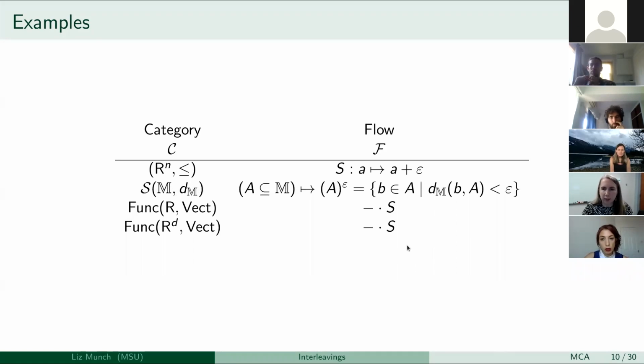The other one that tends to show up a lot in the kinds of things that I think about are functors from R to Vect or from R^n to Vect. Again, if you do anything with topological data analysis, we like to study things like persistence modules, and these are basically representations of persistence modules. And in this case, precomposition by this shift functor, S epsilon, is exactly what tends to show up in some other constructions.